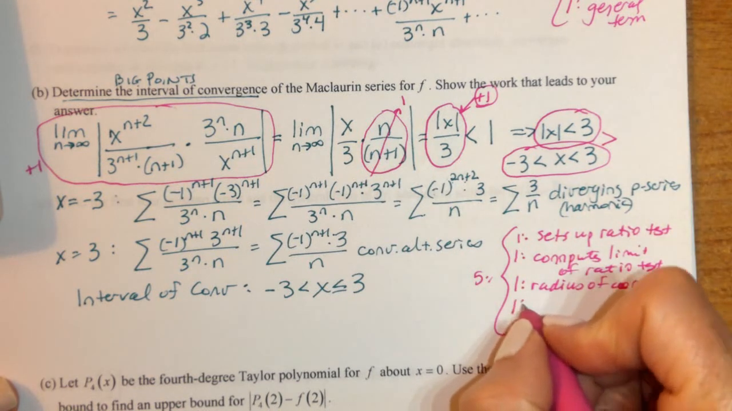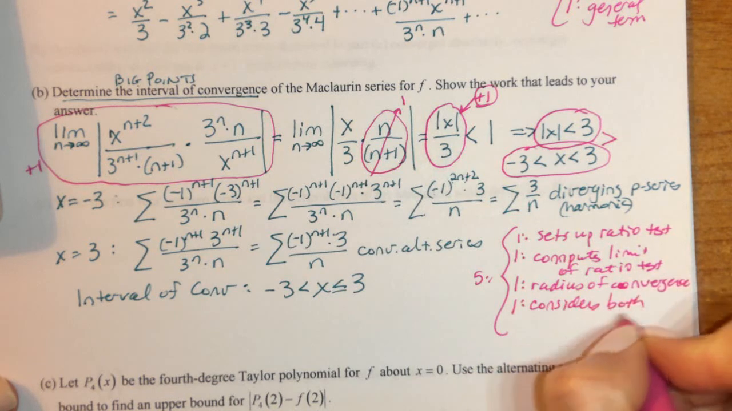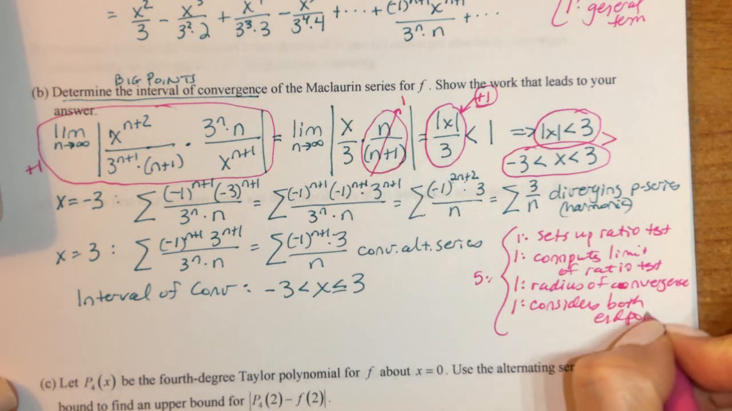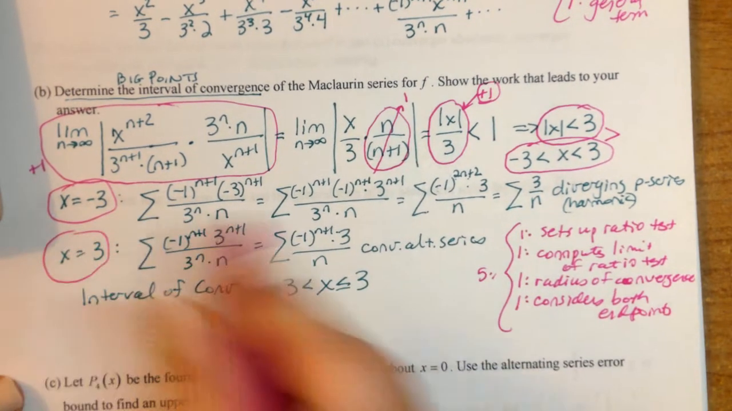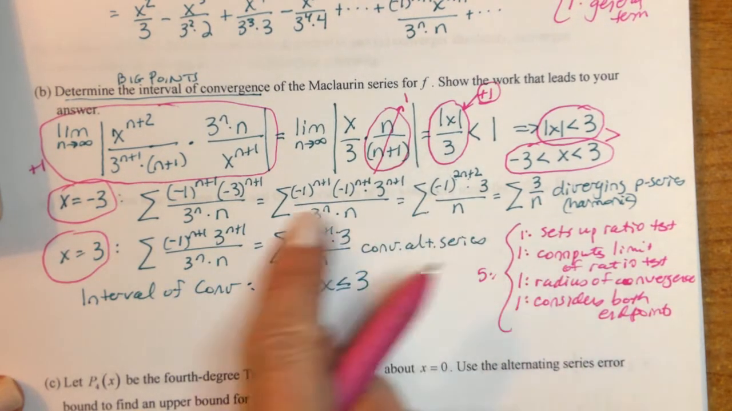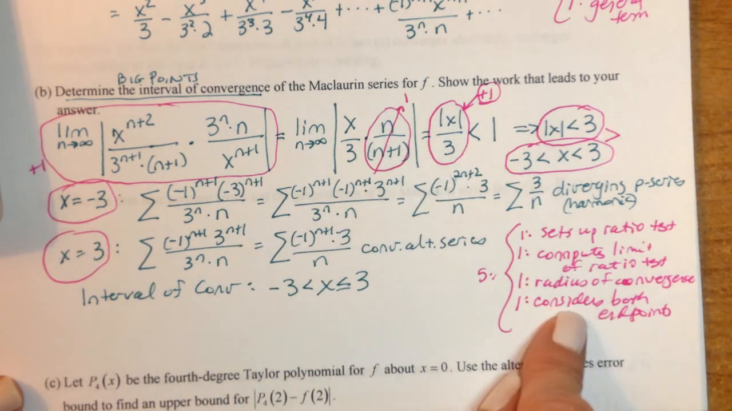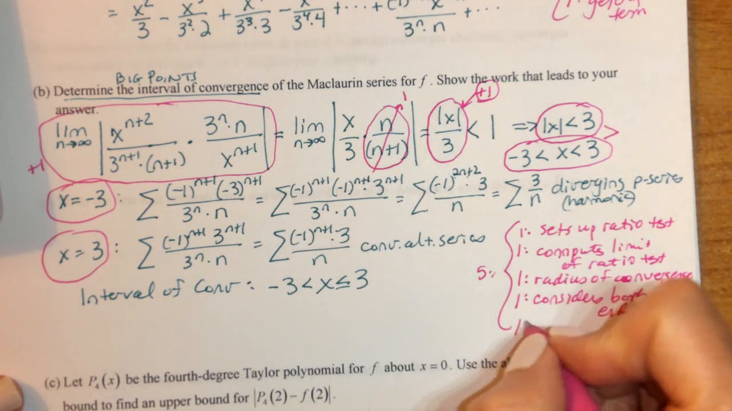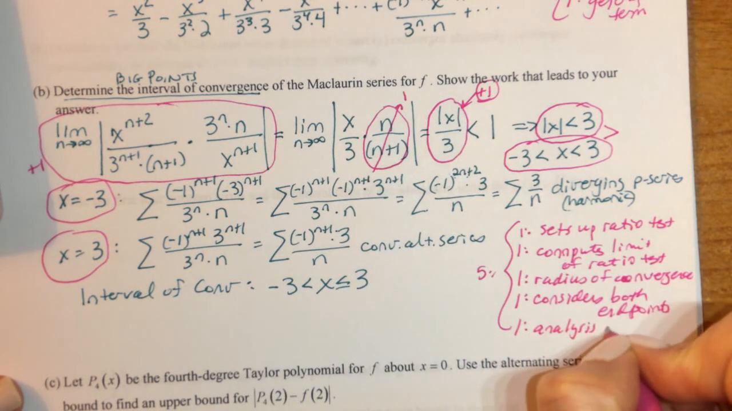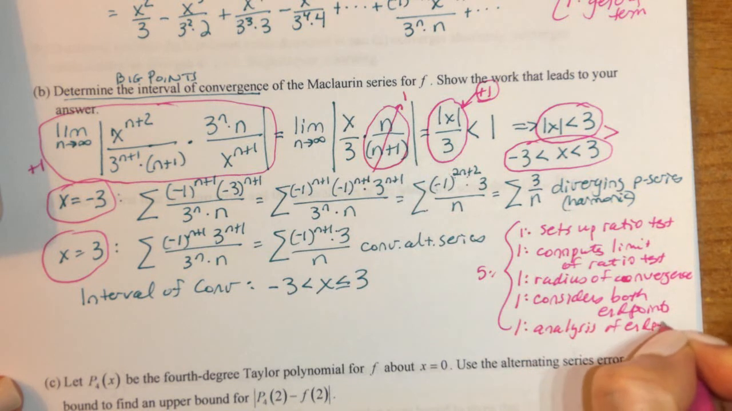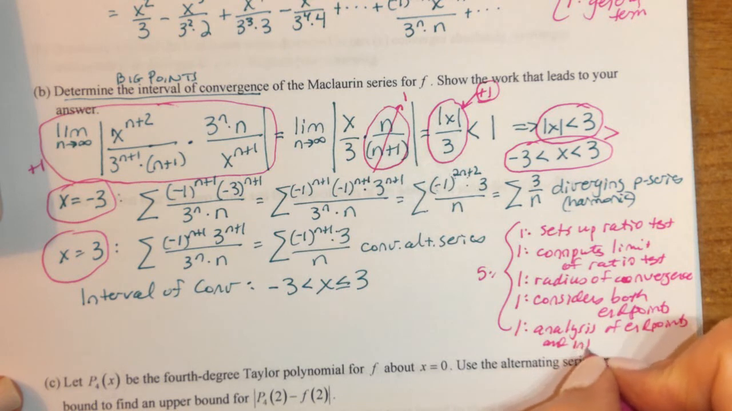The next point was considers both endpoints. So when we considered this, we got that point. Even if our analysis was wrong, considering the endpoints got you those points. And then the last point was for the analysis of the endpoints and your answer, your interval of convergence.